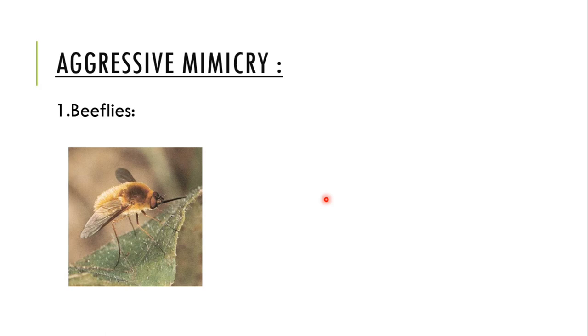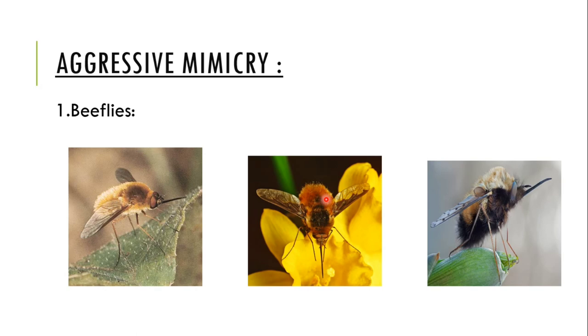This is the most terrorizing one. Here, the mimic attacks the model and feeds upon the model. The best example is the bee fly. We might have seen it, which looks exactly like a bee, and which enters into the beehive and feeds upon the larva of the honeybee. As it resembles the honeybee, it cannot be noticed and it feeds upon it.